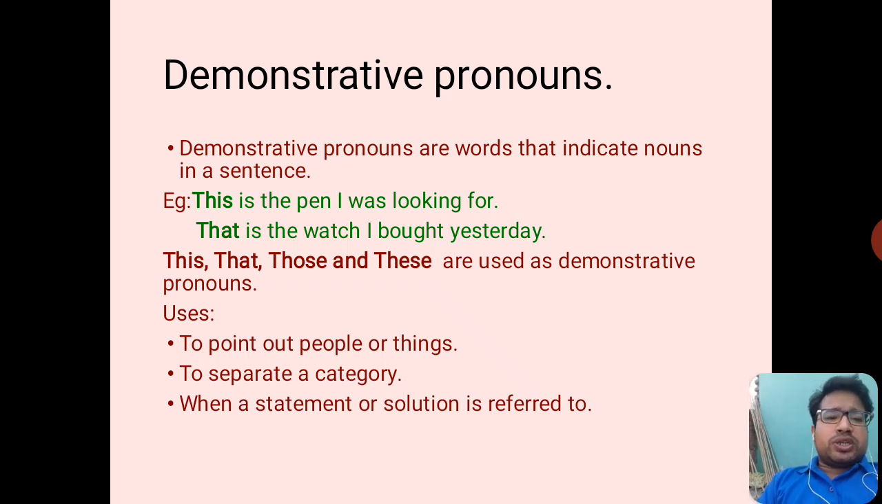What are the uses of demonstrative pronouns? To point out people or things. To separate a category. For example, those pencils are not mine, so they have separated a category. When a statement or solution is referred to: this is what I was talking about. So we are referring to a statement or solution that we have talked about.